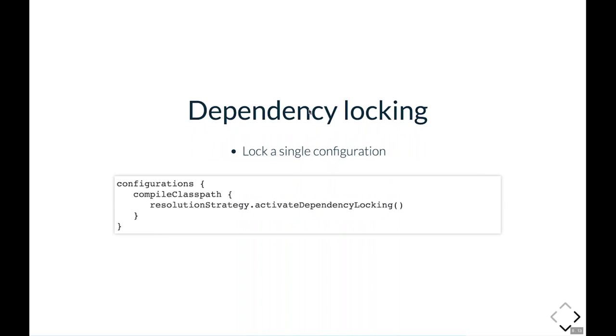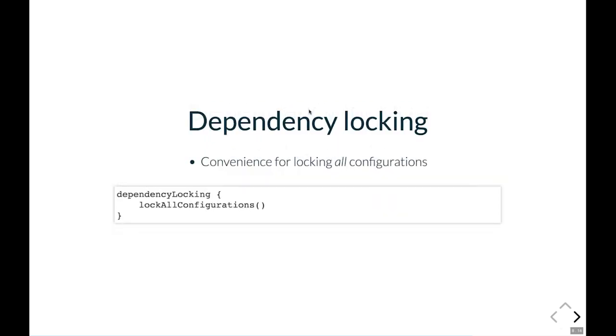So it makes only sense on configurations that you can resolve. So compile class path is the example. Runtime class path is another one. Test runtime class path is. Compile is not. Unfortunately, if you do the second one, if you do dependency locking, please lock all configurations, what is going to happen is that compile is going to be resolved, but it doesn't have any meaning. So for the reasons we explained before, the backwards compatibility reasons. So this is just a convenience.